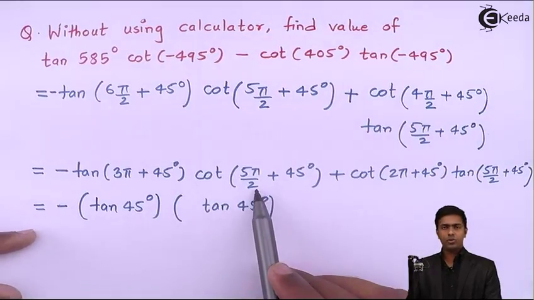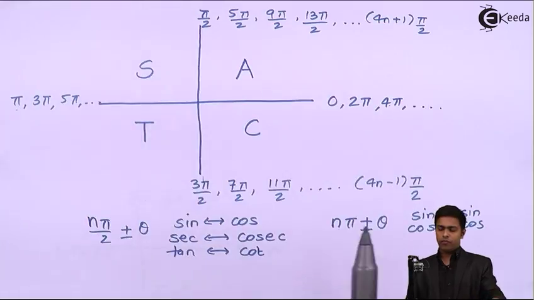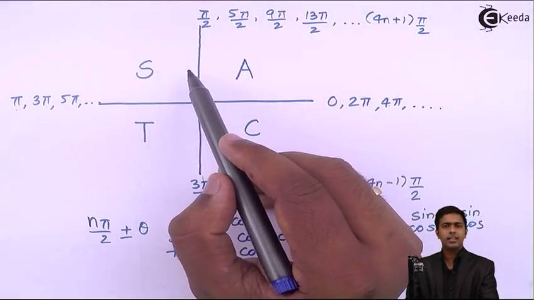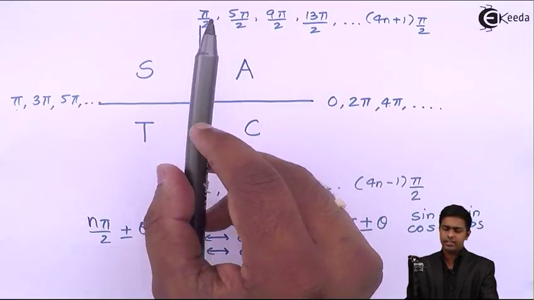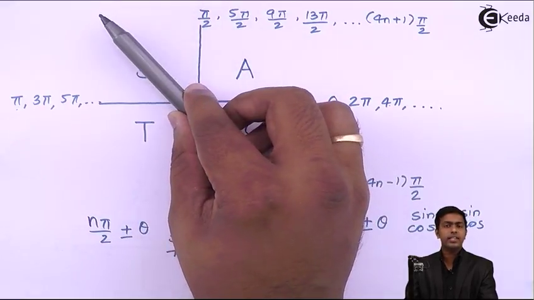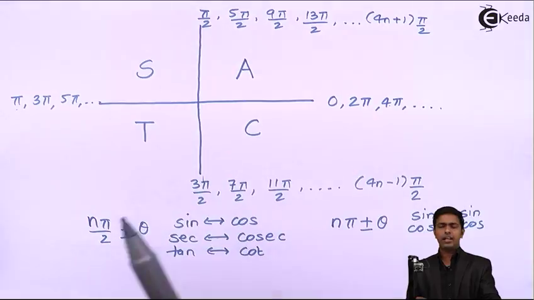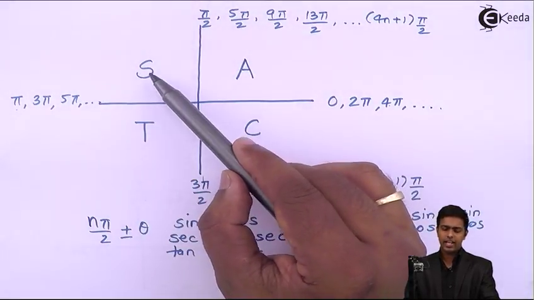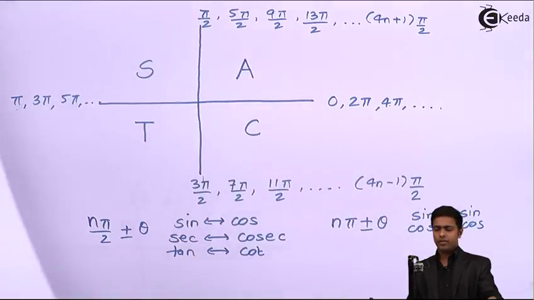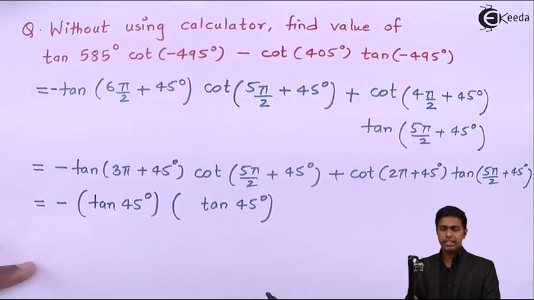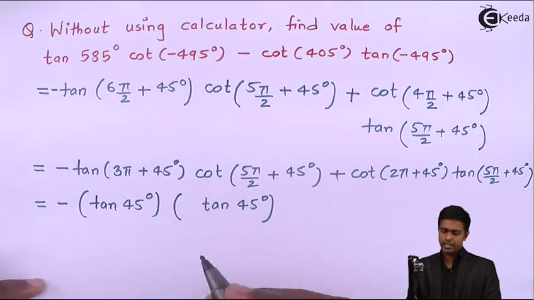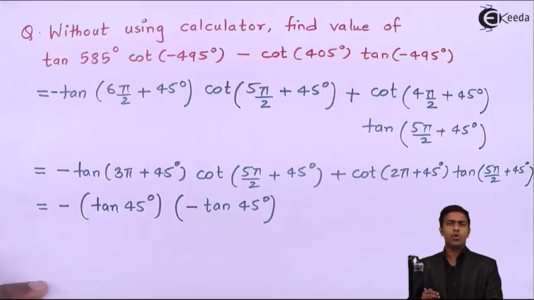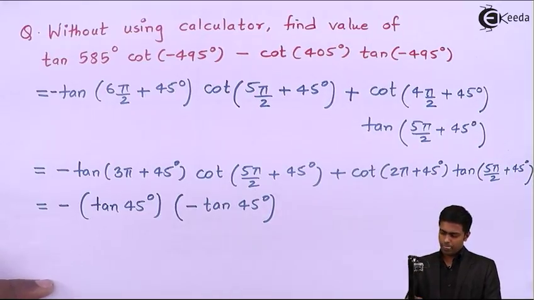But the question is where this angle lies. So 5 pi by 2 plus 45. 5 pi by 2 means the positive direction of the y-axis, and if I add 45 degree to this, then that angle will go in the second quadrant. It means the angle lies in the second quadrant, and in the second quadrant sine is positive, cosec is positive. So if we talk about the sign of the function, then it has to be negative because cot is negative in the second quadrant. So here we got the value.